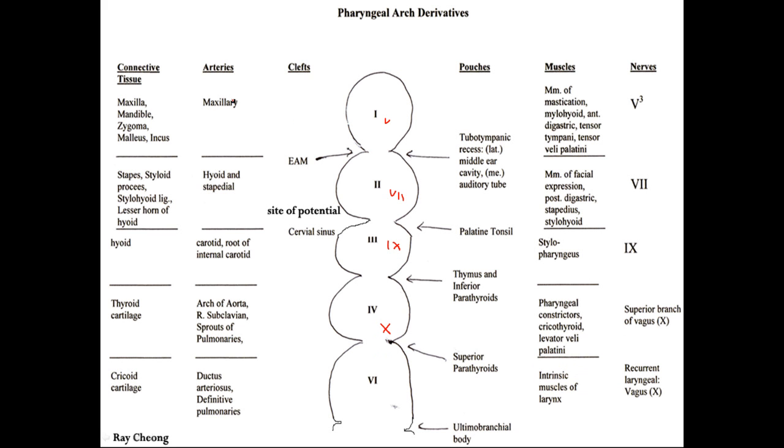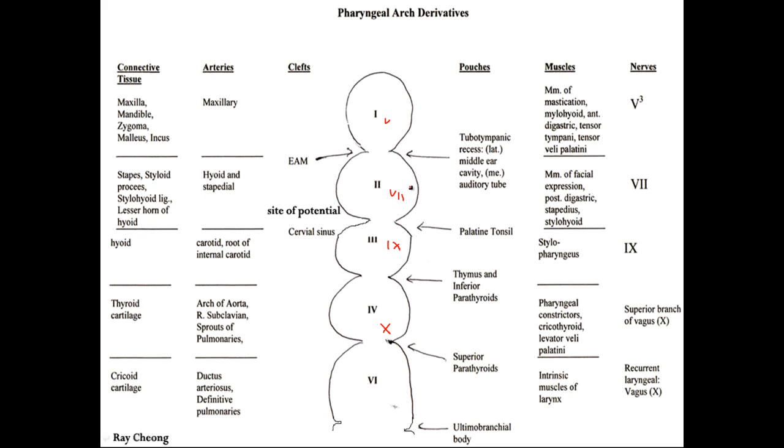And finally, we'll show you some pictures in a bit, but arteries associated with each arch. The maxillary artery plows through the deep face where you see the pterygoid muscles, etc., innervated by the trigeminal. So the maxillary artery is an arch 1 derivative. Arch 2 is the hyoid artery and stapedial artery. Do you know what they are? I've never heard of them. Arch 3, the carotid, root of internal carotid. So that's kind of important.